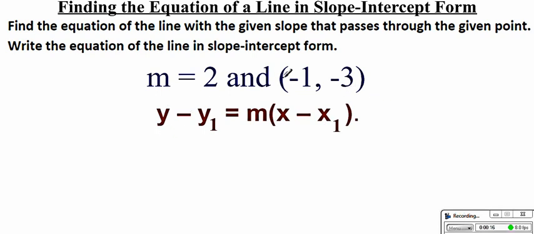So the first thing that you do is you go ahead and label your -1 as x1. That's the x coordinate. The y1 is -3 because this is the y coordinate. So you have y, you're going to bring that down from the formula, minus sign, bring that down. The y1 is -3, so you're just going to put that in as -3.